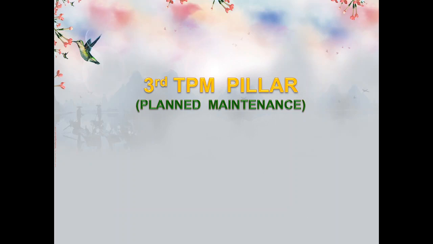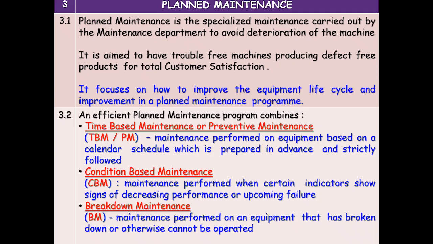The third pillar is planned maintenance. Planned maintenance is a specialized maintenance carried out by the maintenance department to avoid deterioration of the machine. It is aimed to have trouble-free machines producing defect-free products for total customer satisfaction. It focuses on how to improve the equipment life cycle and also improvement in a planned maintenance program.